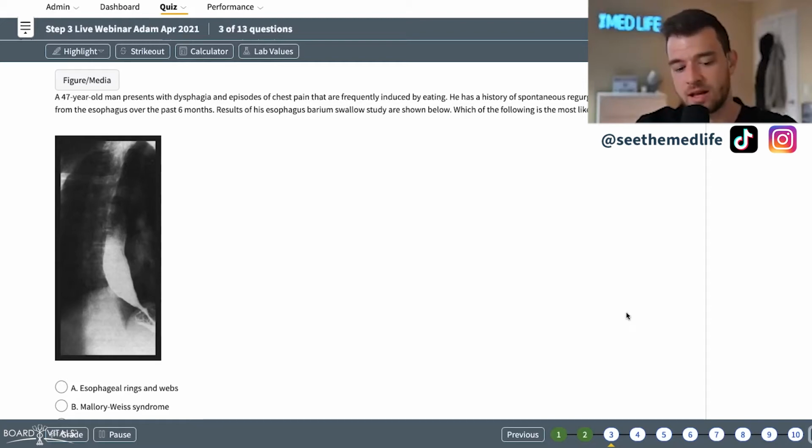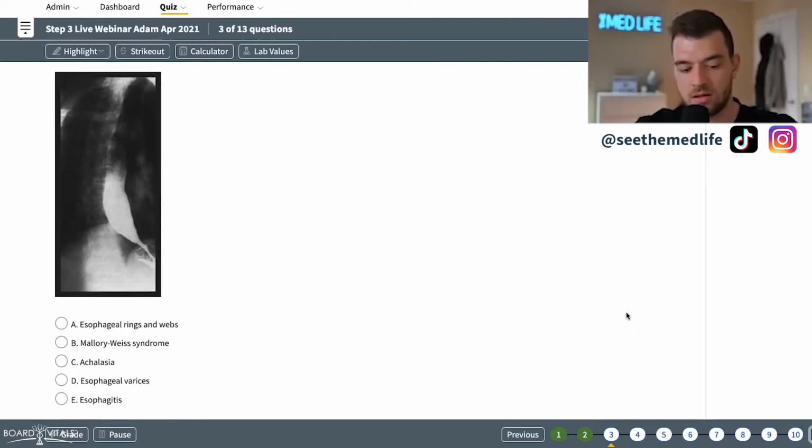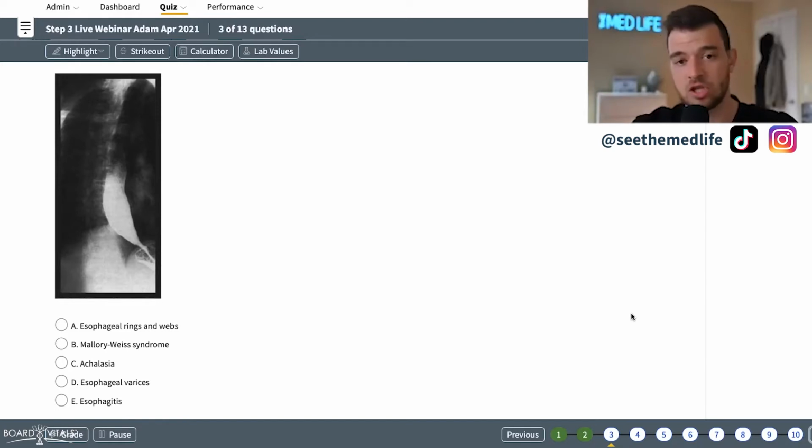So again, that line doesn't help us. So we have to go down and take a look at the answer choices. Taking a look at A, we have esophageal rings and webs. B is Mallory-Weiss syndrome, achalasia, esophageal varices, esophagitis. Okay, so obviously there's going to be some kind of a GI question, something in the esophagus. All of these are esophageal conditions.